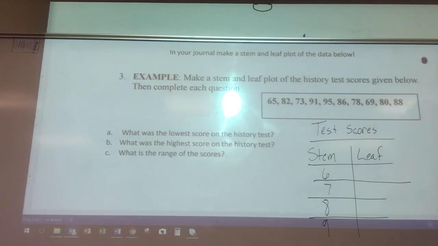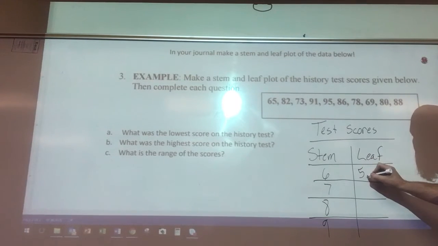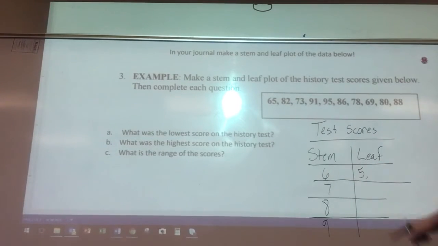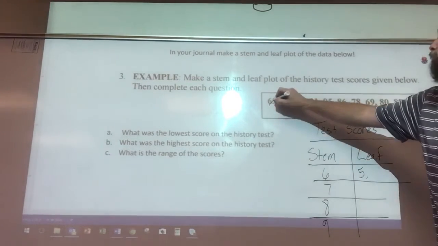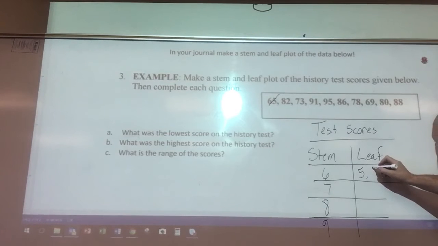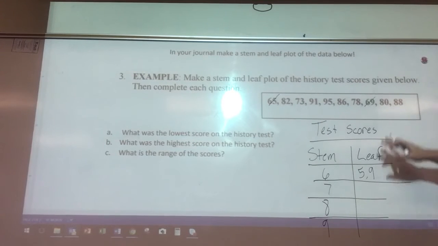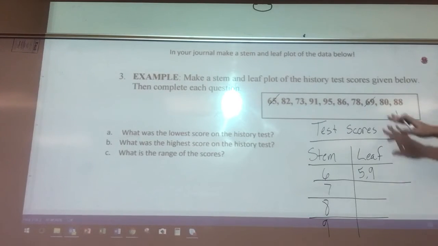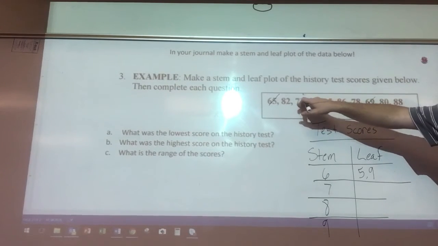All right, so what scores are in the 60s? Fred? 5. Okay, so our leaf has to have 5. So this represents 65. And 9. Okay, so I've used 65, and this represents 69. How many different numbers am I going to have in my leaves all together? 10.